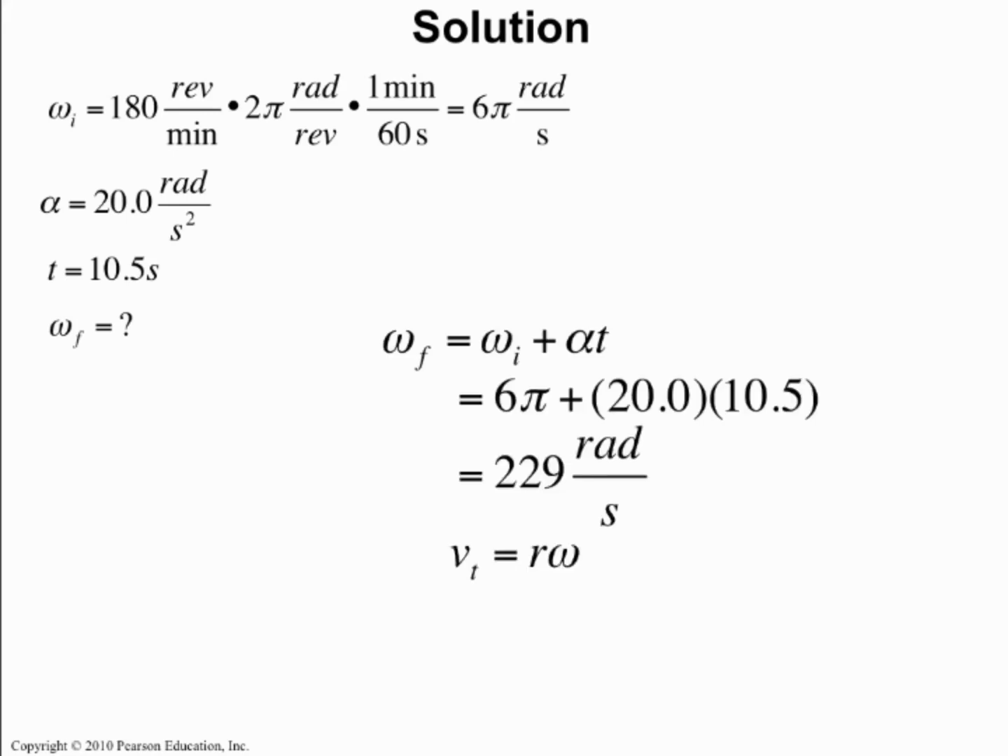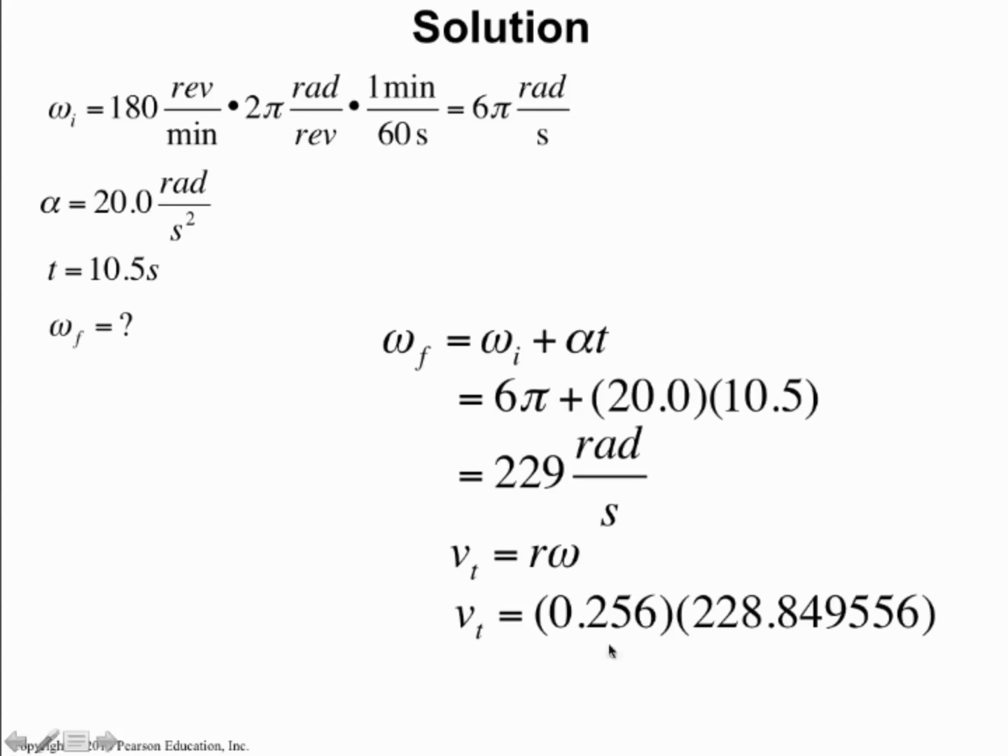So we have Vt equals r omega, and we do our plugging and chugging there. Notice that I did 0.256 because we just took that 25.6 centimeters and converted it to meters. And also 228.849556 because that's the unrounded omega f. Whenever you're doing calculations, you use the unrounded, and you round off for your final answers. And so final answer, Vt equals 58.6 meters per second.